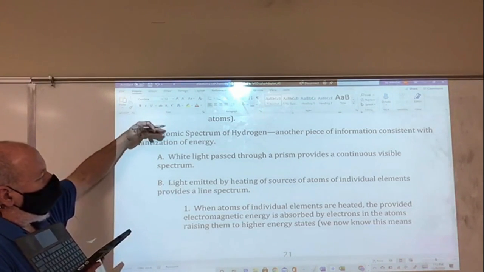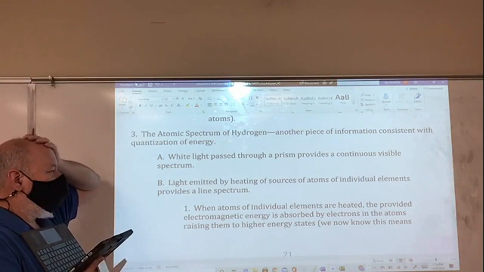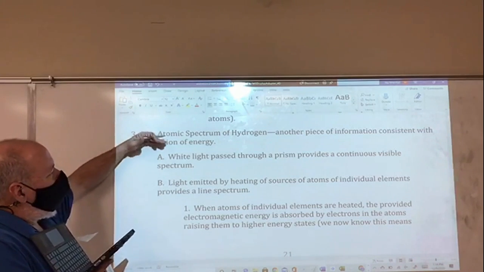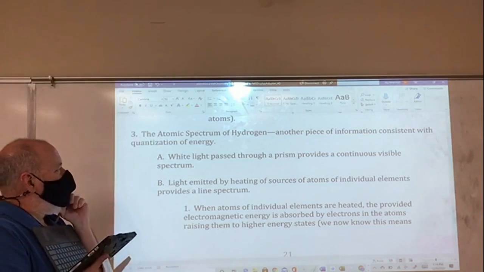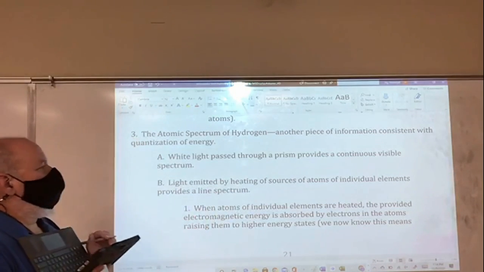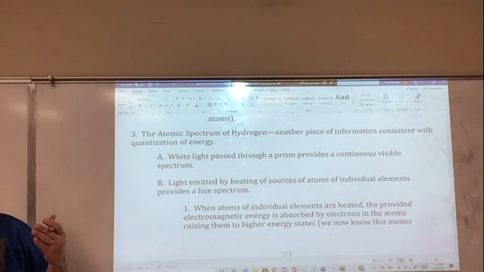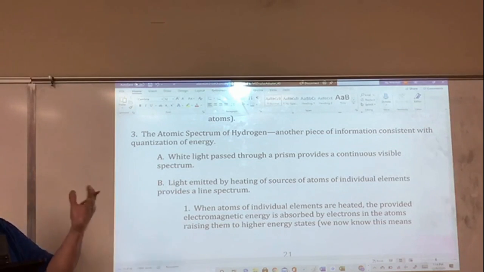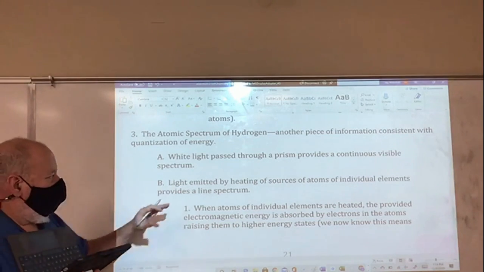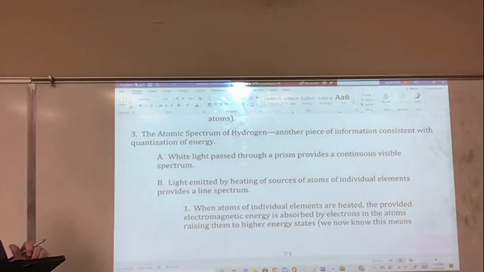And the atomic spectra that we were starting to be able to consider gave us some more information about that. So another piece of information consistent with the quantization of energy. Remember, we said that if white light is passed through a prism, it provides us with a continuous visible spectrum. You've all seen what light passing through a prism looks like. It's that nice, pretty rainbow, right? Light emitted by heating sources of atoms of individual elements provides a line spectrum.